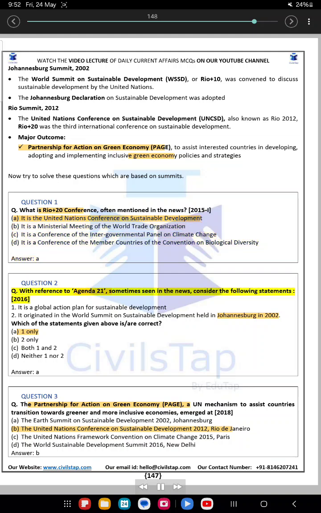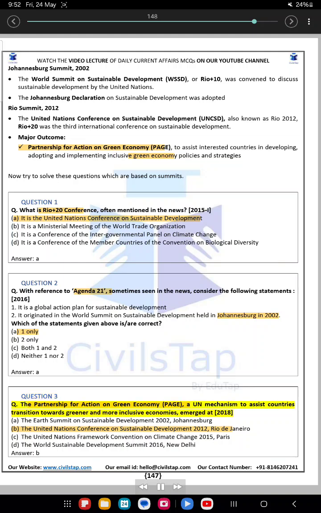Question 2. With reference to Agenda 21, sometimes seen in the news, consider the following statements. 2016. 1. It is a global action plan for sustainable development. 2. It originated in the World Summit on Sustainable Development held in Johannesburg in 2002. Which of the statements given above are correct? A. 1 only. B. 2 only. C. Both 1 and 2. D. Neither 1 nor 2. Answer A.